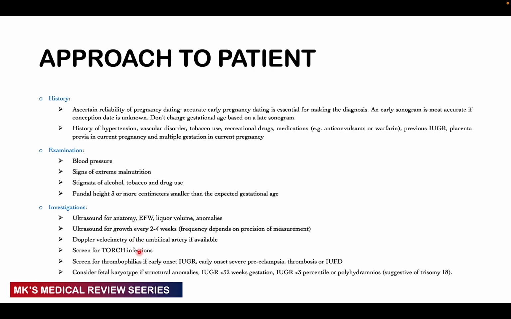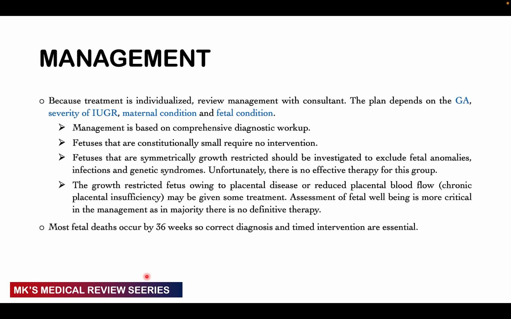We screen for the TORCH infections. We screen for any thrombophilias if this is early onset IUGR or early onset severe preeclampsia, thrombosis, or IUFD. We should consider a fetal karyotype if there are some structural anomalies. And remember, IUGR less than 32 weeks, or IUGR less than the 3rd percentile, or polyhydramnios are going to be suggestive of trisomy 18. Now, how do we manage this child?